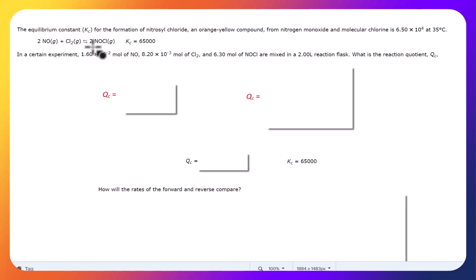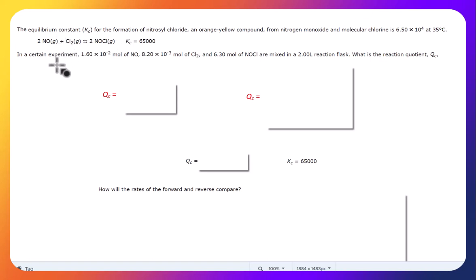But here we've got this reaction. It's an equilibrium. But when we see a number this large, 65,000, we know that we're going to get a lot of this product and not that much reactant left over at equilibrium.